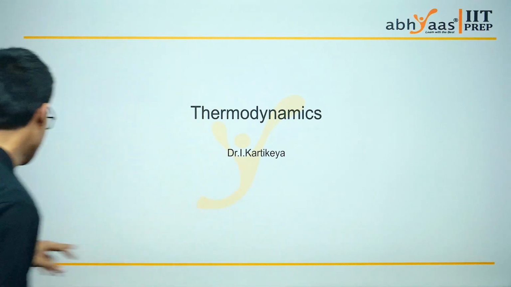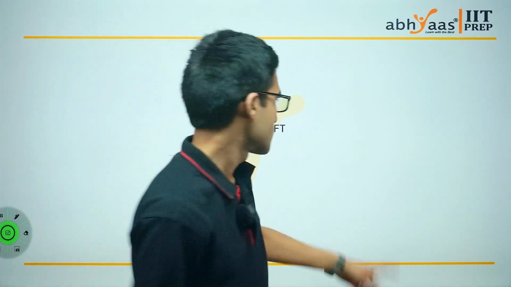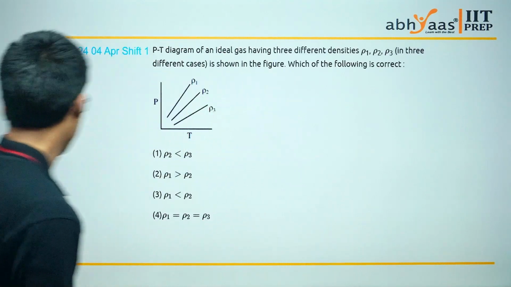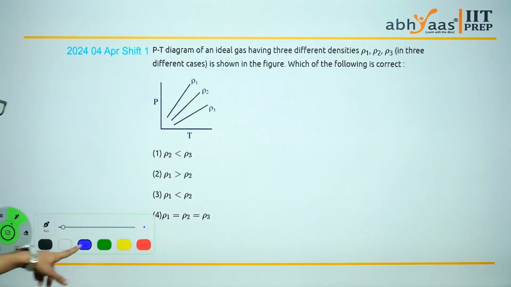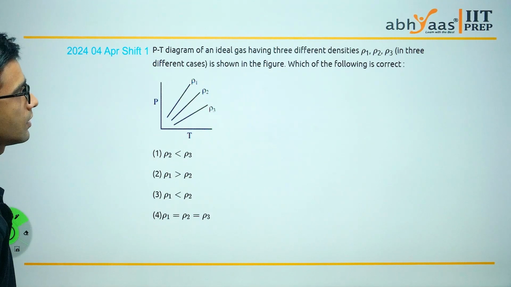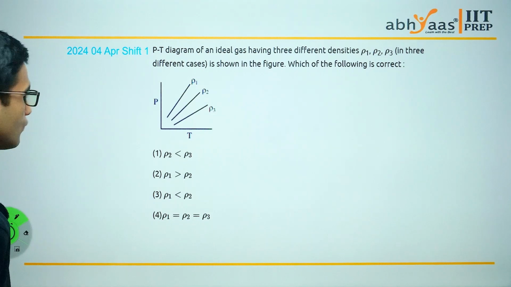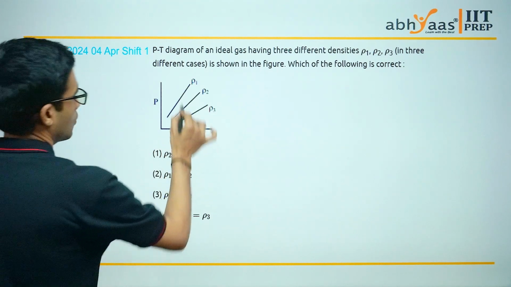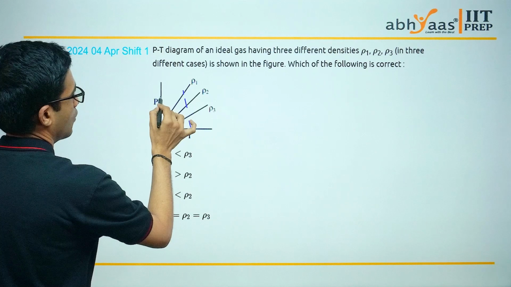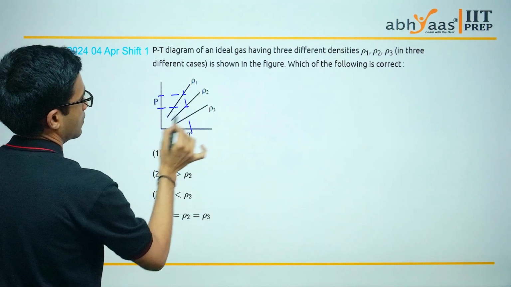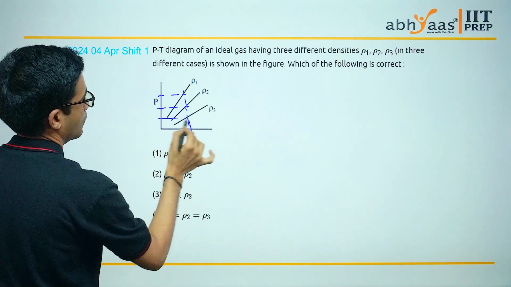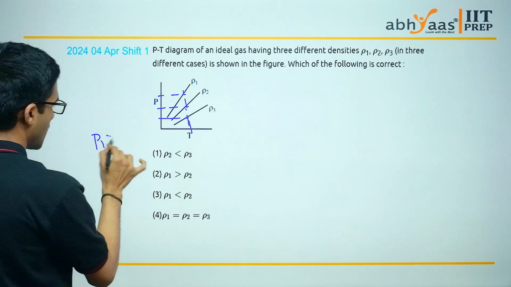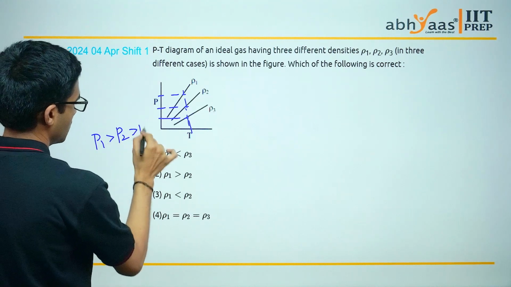So now going to these April shift questions in this video. First question: if you observe, for a fixed temperature, different densities are there. So for a fixed temperature, if you go through like this, what happened? P1 is greater than P2 greater than P3.